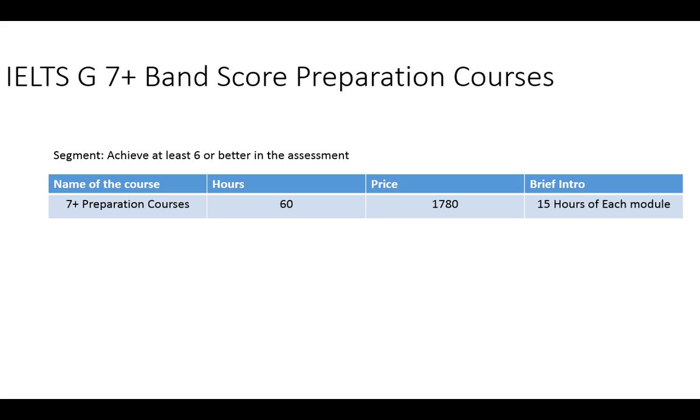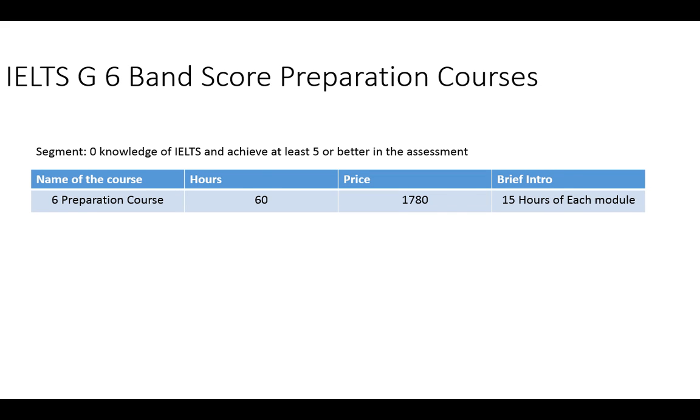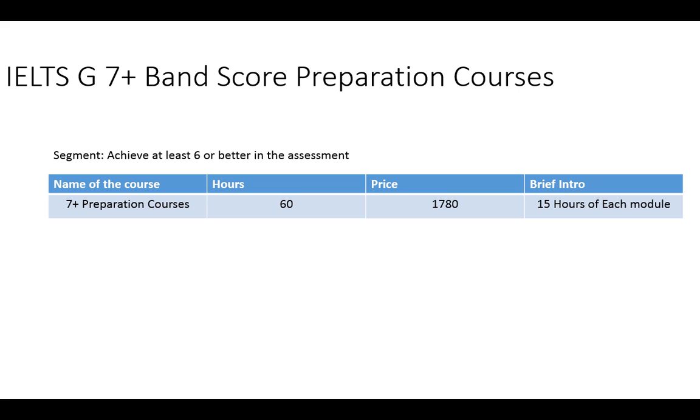So similarly, it will again be 60 hours, and the price will be the same as the 6.0 preparation courses, which would be $1,780. Likewise, the 60 hours will be divided evenly into 4 modules of 15 hours each, and we're going to make different arrangements for different classes depending on the actual level of the students.